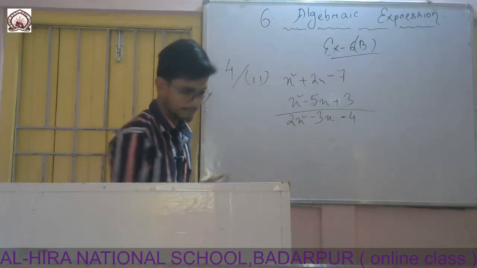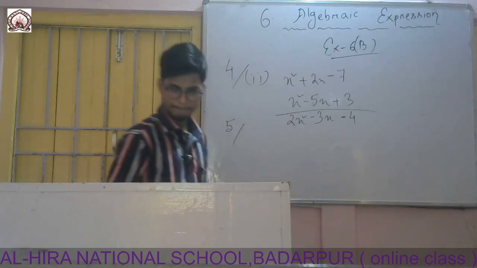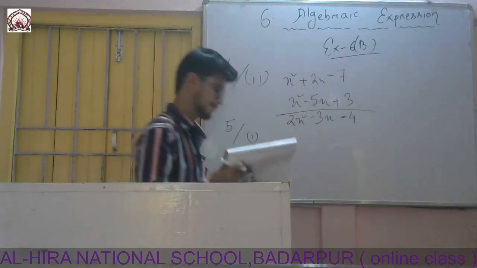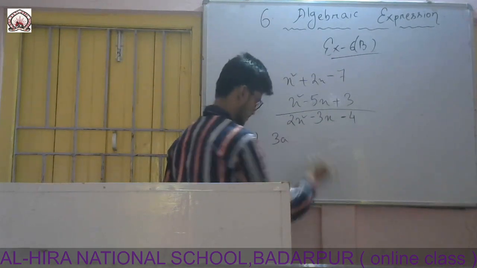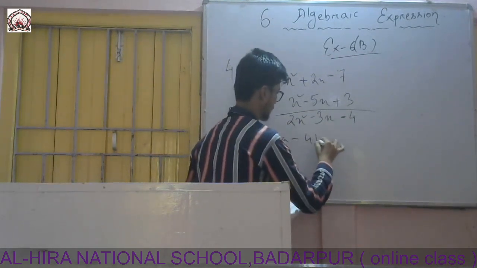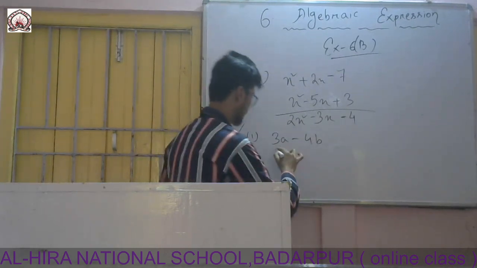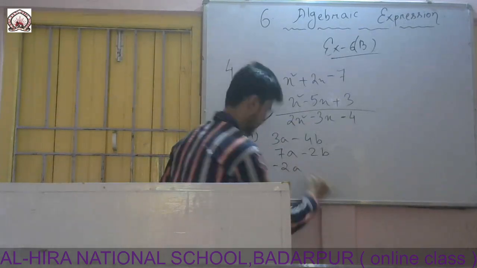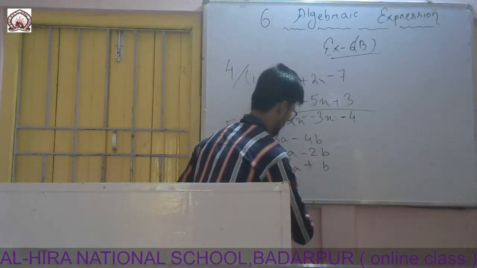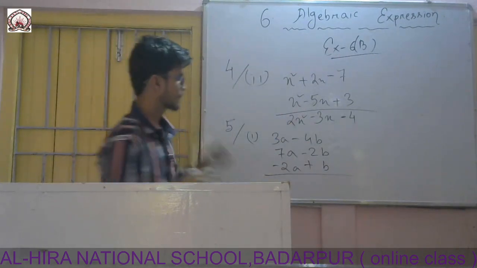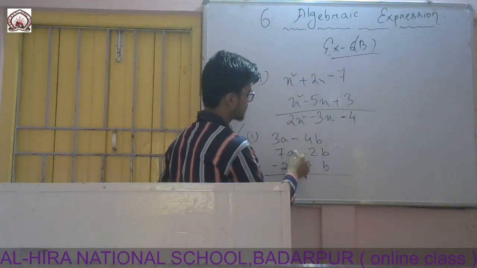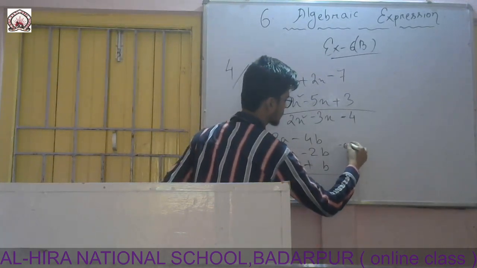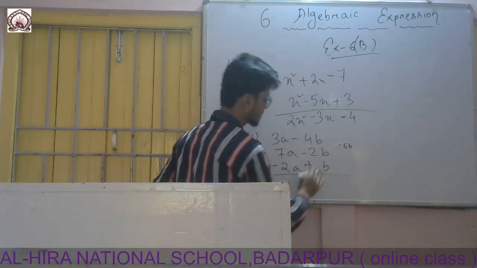So question number 5, let me do Roman number 1. All are the same here. It is simple addition. 3a minus 4b, 7a minus 2b, and minus 2a plus b. So I have to add these. Start from here. Minus minus, it is plus. 4 plus 2 is 6. So from there I got 6b. Again minus plus, it is minus.